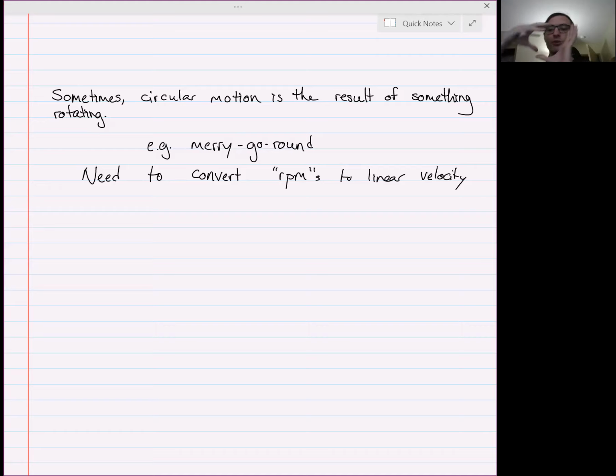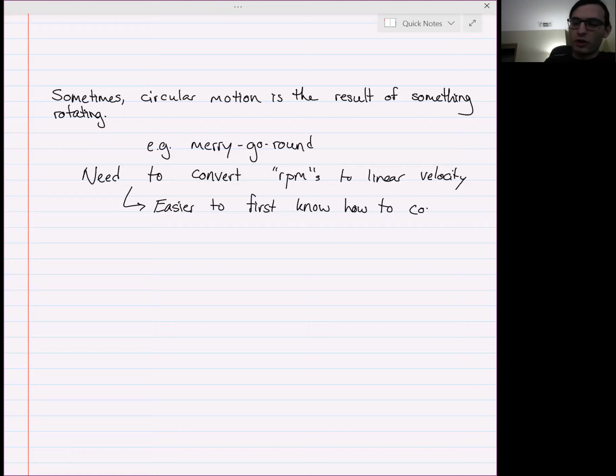So how do we convert rotations to a linear speed? Because rotations is like 2 rotations per minute, and a speed is meters per second, for example. We will precisely talk about angular velocity, basically. But in order to do this, it's easier to first know how to convert the amount of rotations to distance traveled.